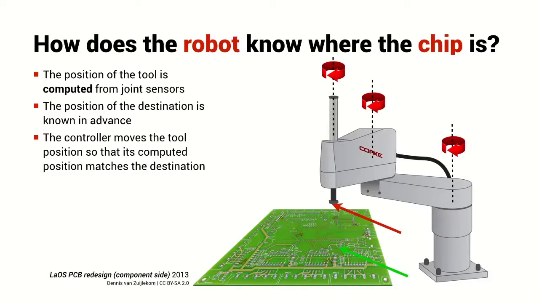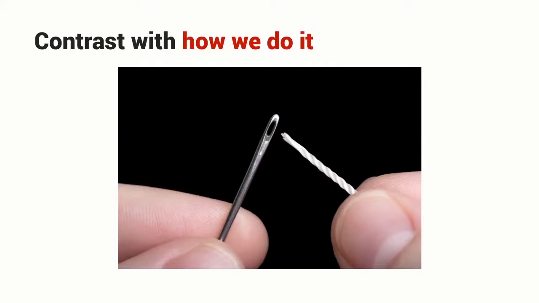A number of things can go wrong with this process. There could be errors in the sensors, there could be errors in the kinematic model, we may not know the base position of the robot accurately, we may not know the location of the circuit board very accurately. All of these issues have consequences on the way we construct a modern industrial robot, and they generally tend to lead to increased cost. We can contrast that with the way human beings solve problems.